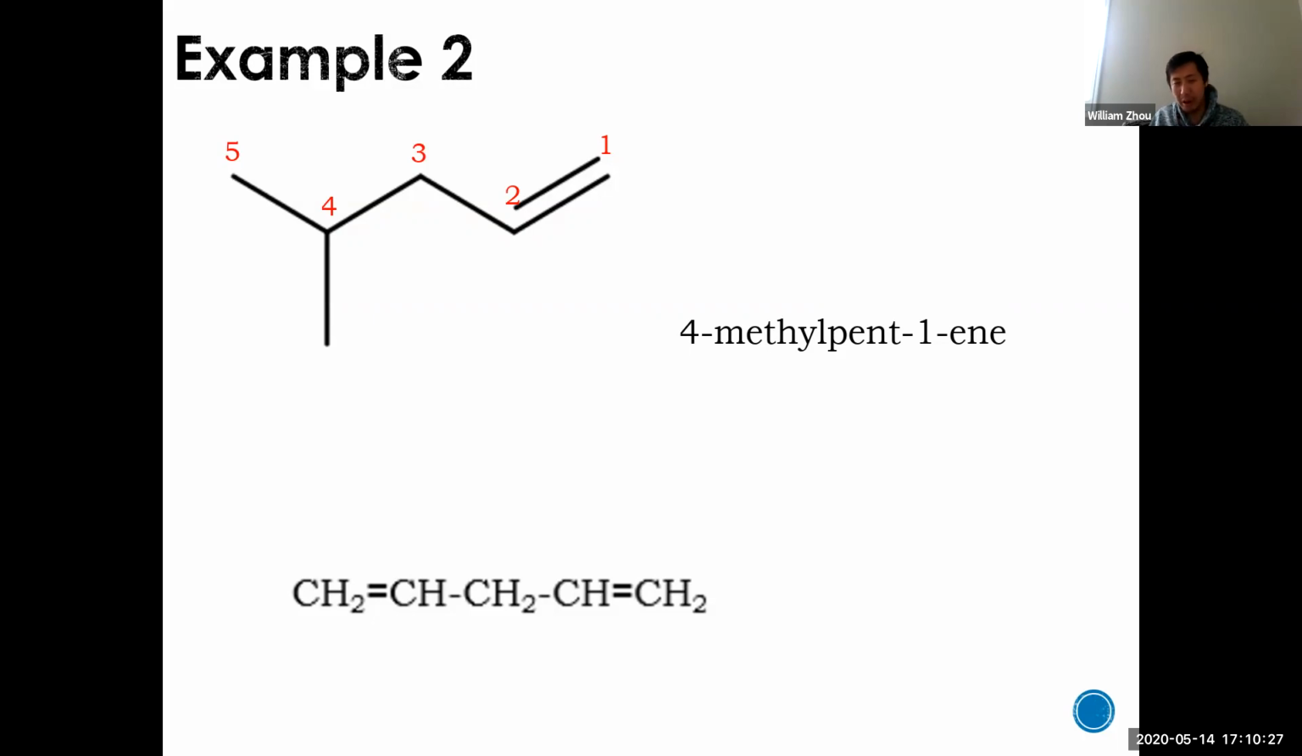Now, it gets a little bit harder if you have more than one double bond. The next example, you have 2 double bonds. And in this case, it doesn't really matter from what direction you number these because you're going to end up with 1, 4 in both directions. So I'm just going to arbitrarily choose the first one. All right, so what would be the name? Anyone want to venture a guess?